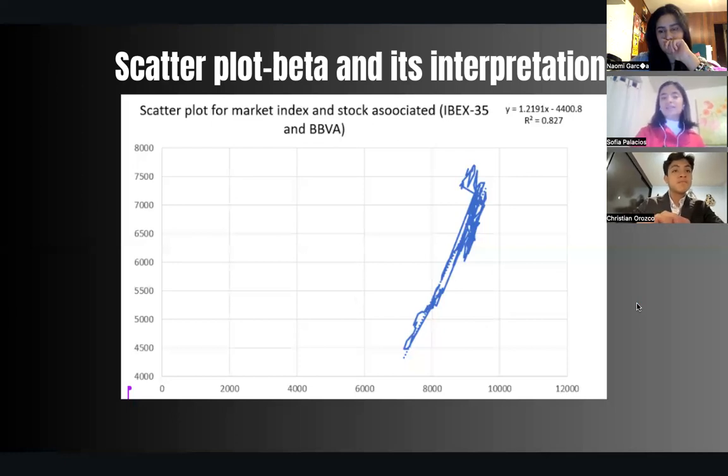Now, talking about its interpretation, the beta of BBVA stock, let's remember, is 1.2192 based on the IBEX 35 index. This means that the price of the BBVA stock is expected to move 1.2191 times more than the IBEX 35. It's important to know that in a stock market, if beta is bigger than 1, then the stock is considered a high-risk investment.